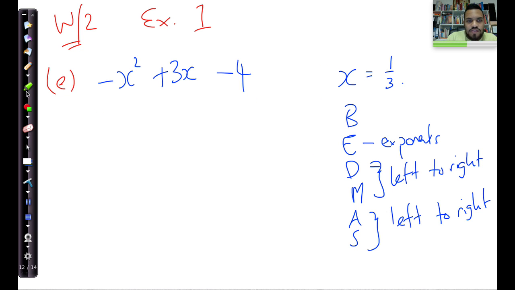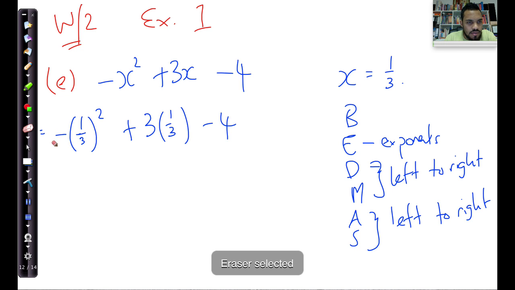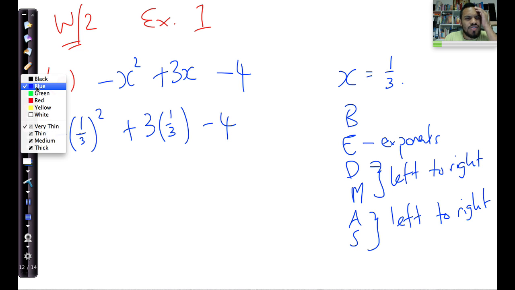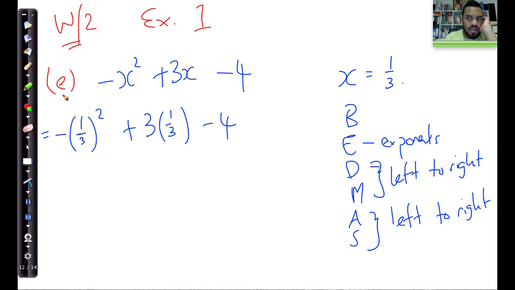So if we have to substitute, x is equal to a third. It's a negative. We're going to put in a third, right? Squared plus 3 multiplied by a third minus 4. And to evaluate this, let's just put an equal to sign there. Let's get an eraser up. Just shorten that. Let's evaluate this. Let's use some red in there.